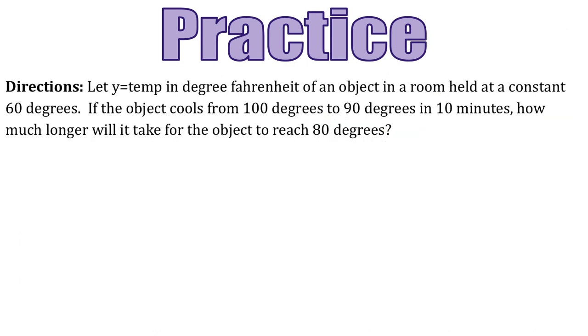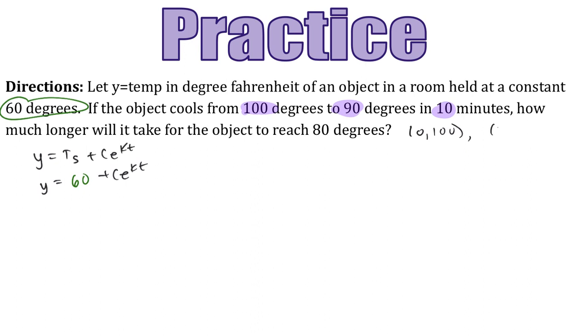For this last example, I'm going to encourage you to pause the video and to work through as much as you can on your own, and then unpause the video and I'll do short pieces at a time. So since we're given information about the room temperature, we know we're going to be using Newton's law of cooling, and we can plug in 60 for T sub S. We're given that it cools from 100 degrees. So it started at 100 degrees to 90 degrees in 10 minutes. So that's going to give us two ordered pairs. We can use the 0, 100 to find C, and then we can use the 10, 90 to find K.